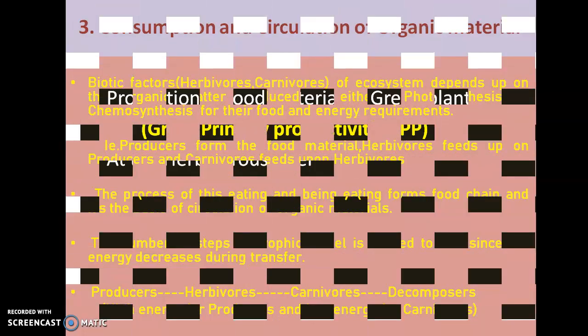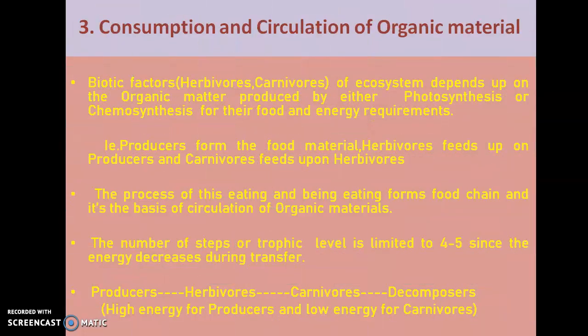So these are the two important terms associated with the productivity in an ecosystem. Then comes the consumption and circulation of organic material. This is the third stage. Here we are discussing how the synthesized organic material gets consumed in different trophic levels and circulated through the ecosystem.